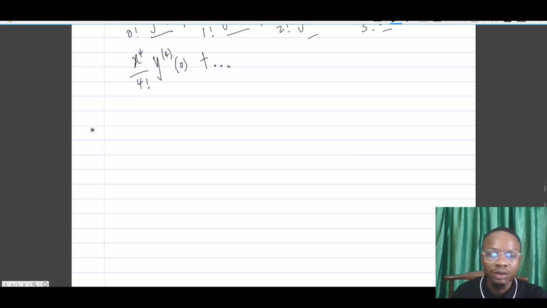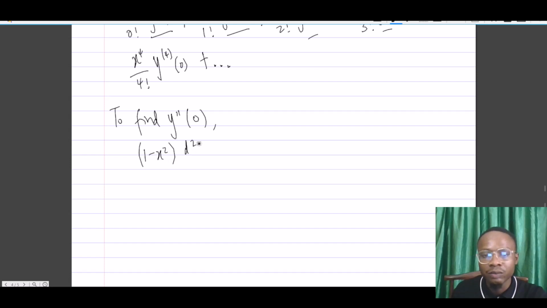So we produce this relation. We say that to find y prime prime at 0, we recall that we've been given (1 minus x squared) multiplying the second derivative d²y/dx². This is part of the information given in the question, which we have used to verify another piece of information provided as well. Minus x multiplying dy/dx, plus m squared y equals 0.